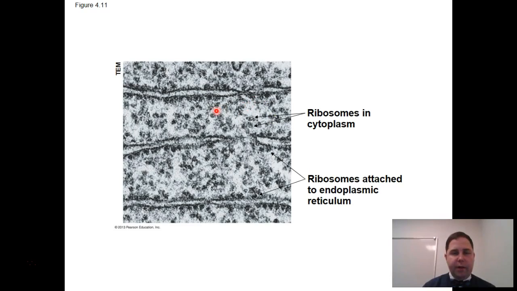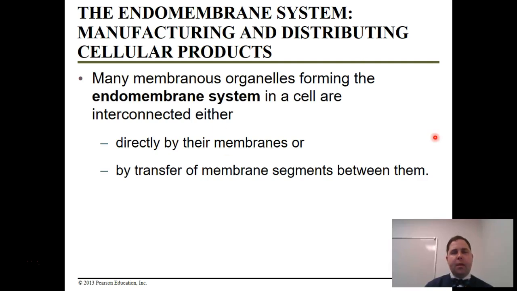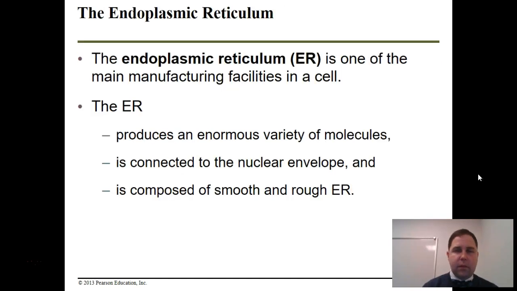So here are free-floating ribosomes. This is a transmission electron micrograph. And you can also see ribosomes that are attached to a piece of the endoplasmic reticulum right here. So as we start talking about the endoplasmic reticulum, this is part of the endomembrane system. The endomembrane system is a system that manufactures and distributes products throughout the cell. And it's going to do this by shuttling proteins from place to place, either through their membranes or through membrane segments between them. So you notice that the ER was right around the nucleus.